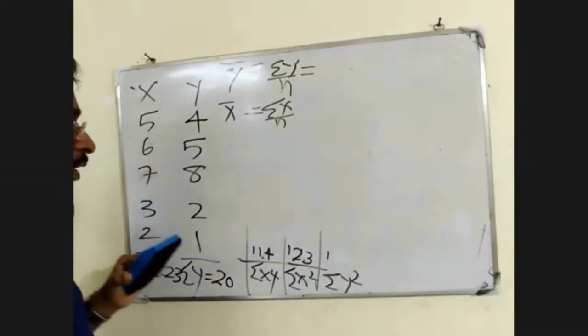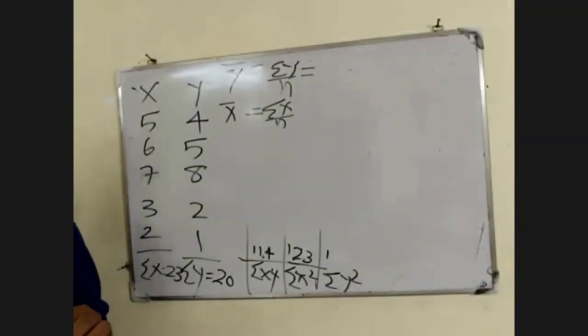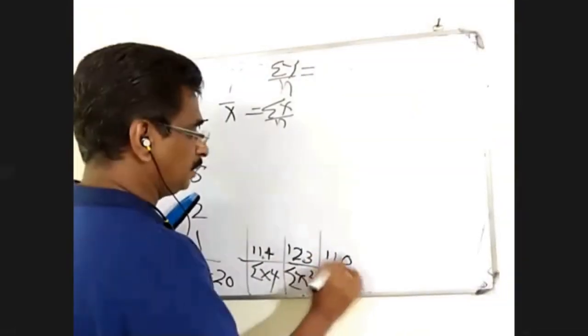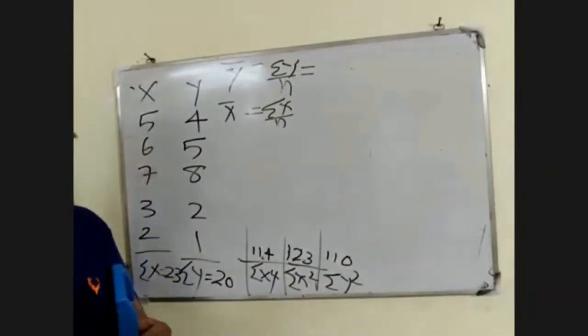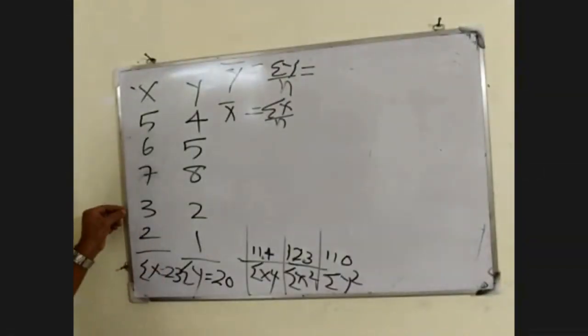All are getting different answers. Sigma xy is equal to 114. Sigma x squared is 123, and sigma y squared is 110. Correct. What is y bar and x bar? You can find out.